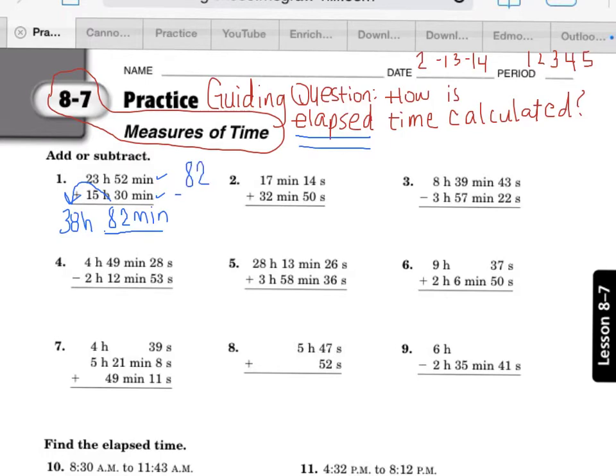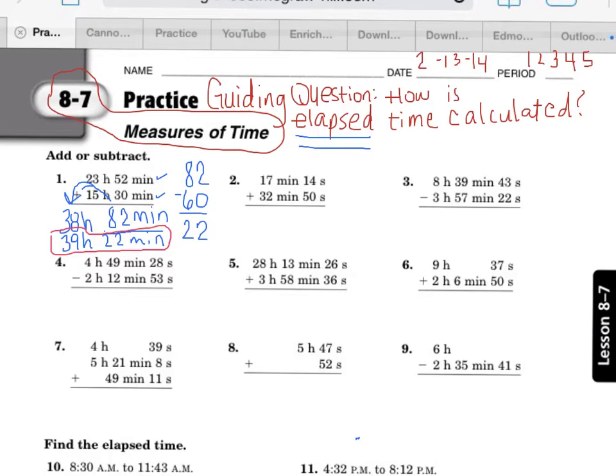Here's what we started with, 82 minutes minus 60 minutes that we're going to move over to the hours, and that leaves us with 22 minutes. Okay, so we moved an hour over here, so now that's 39 hours and 22 minutes. That's our final answer. Okay, let's look at number 2. I have to keep thinking about groups of 60.